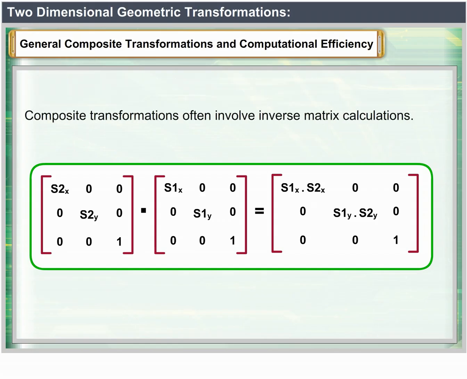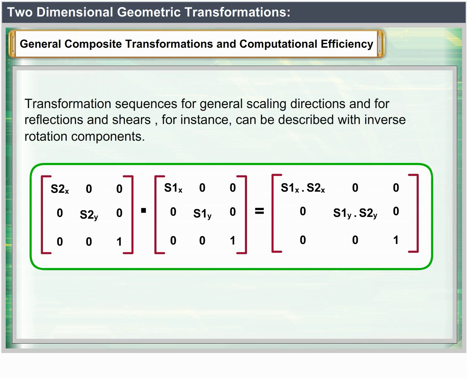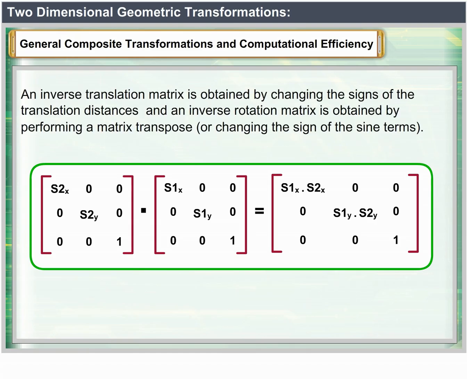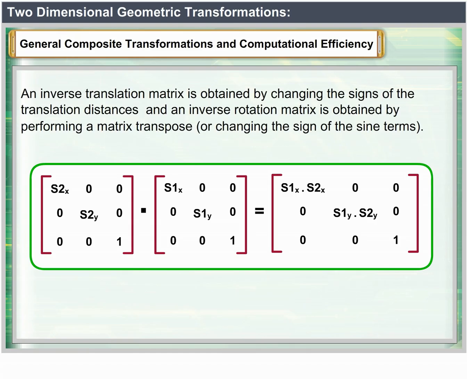Composite transformations often involve inverse matrix calculations. Transformation sequences for general scaling directions and for reflections and shears, for example, can be described with inverse rotation components. The inverse matrix representations for the basic geometric transformations can be generated with simple procedures. An inverse translation matrix is obtained by changing the signs of the translation distances, and an inverse rotation matrix is obtained by performing a matrix transpose or changing the sign of the sine terms.